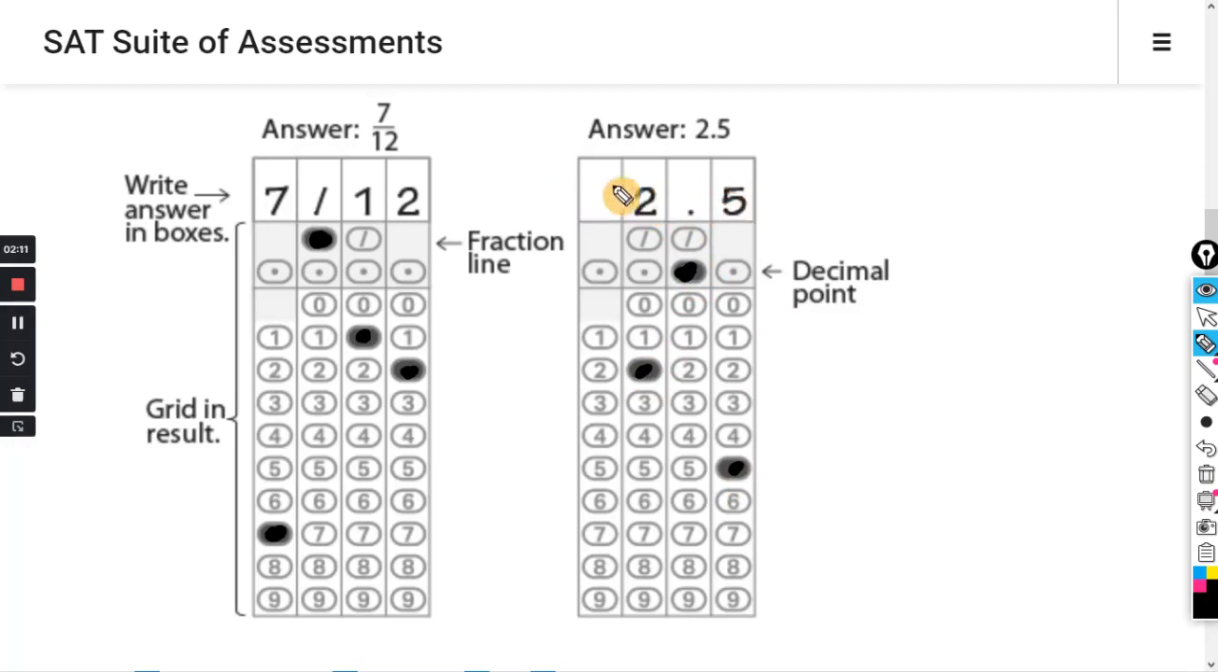Okay, you can also align this to the left rather than the right. So they wrote 2.5, but you can also do it like this. You can write 2.5. You can align it to the left, and then you'd fill in the 2, then the point, then the 5. Okay, so it doesn't matter if you align it to the right side or to the left side.